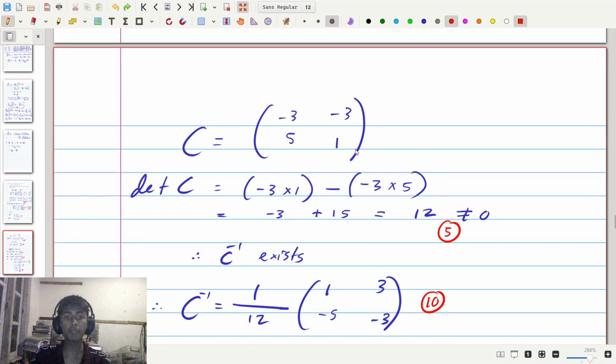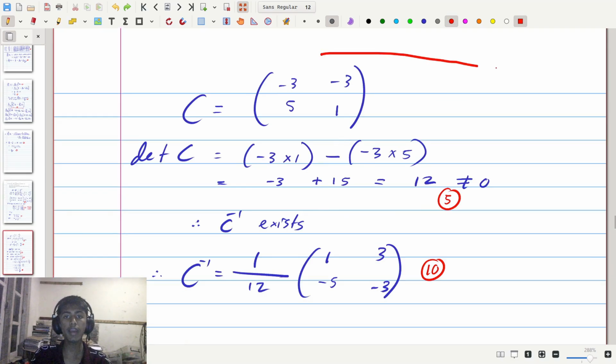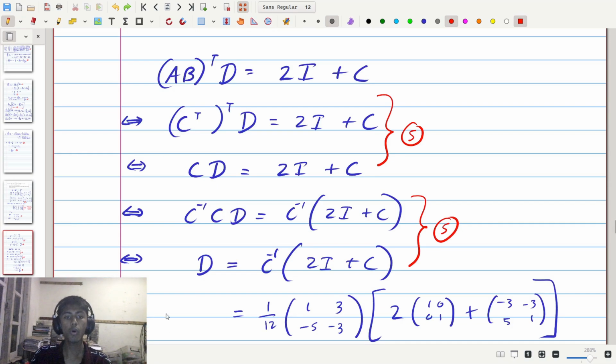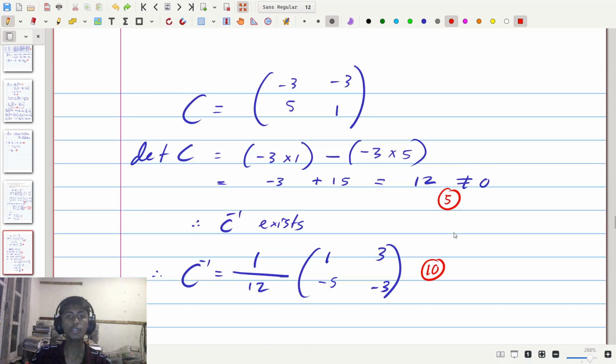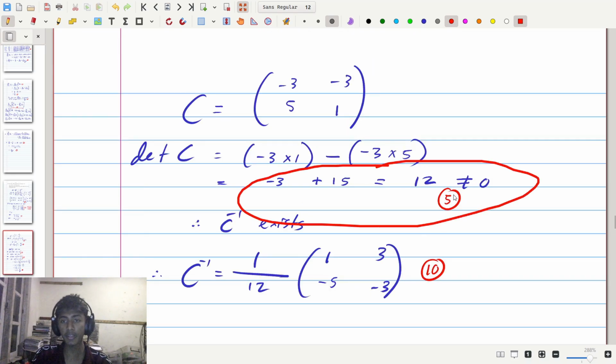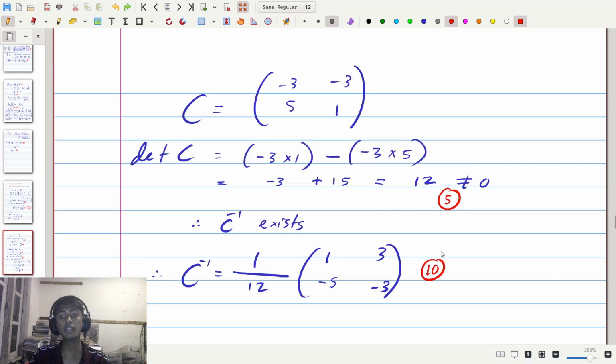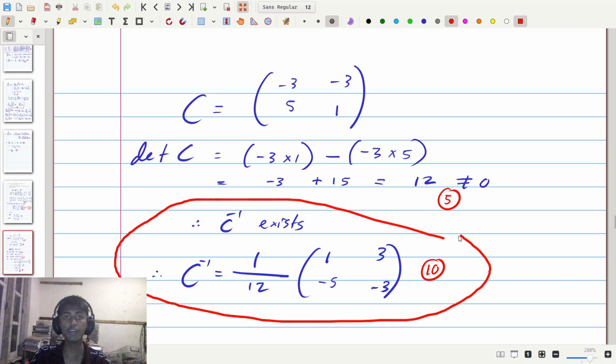Now after the second part, when you then find the value of C inverse matrix from C matrix either before or after you need it over here, you get 5 marks for finding determinant and seeing it's not equal to 0, and another 10 marks for finding the C inverse matrix.